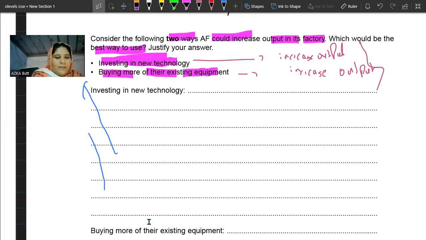But if we talk about the negative side, it would not be as efficient as new technology, so output would not increase as quickly as we want, and unit cost may not fall as far as if new technology had been used. So this is also a negative thing.